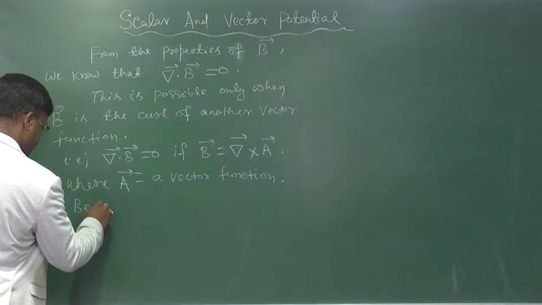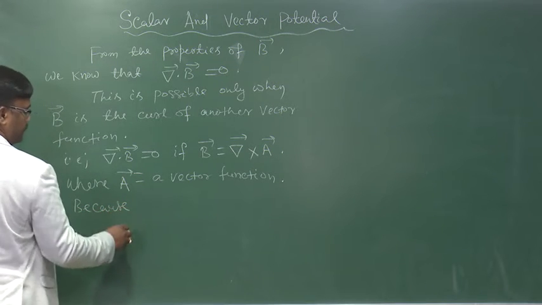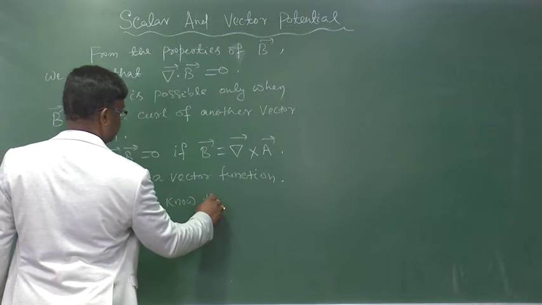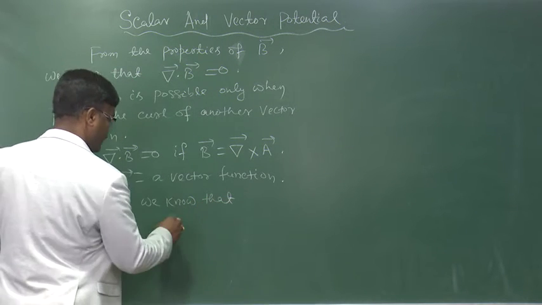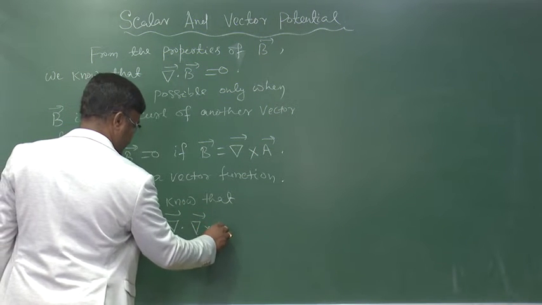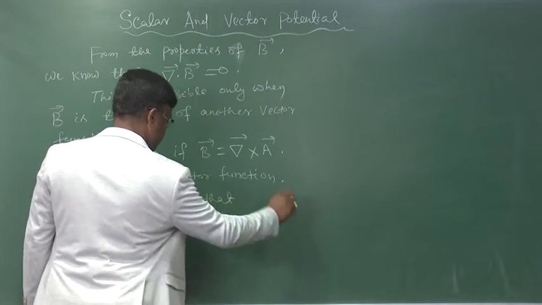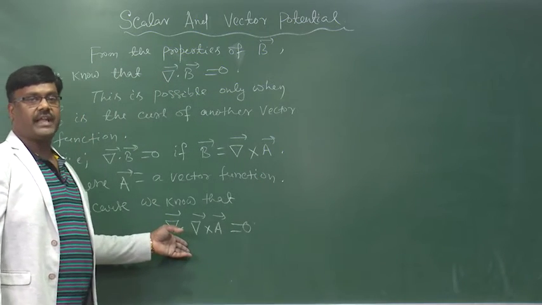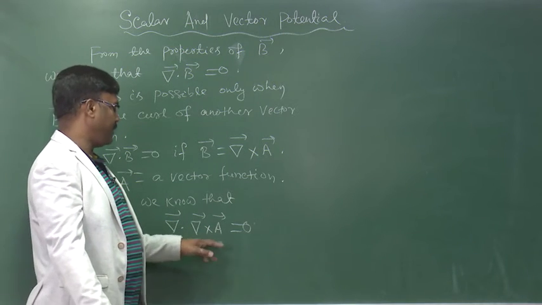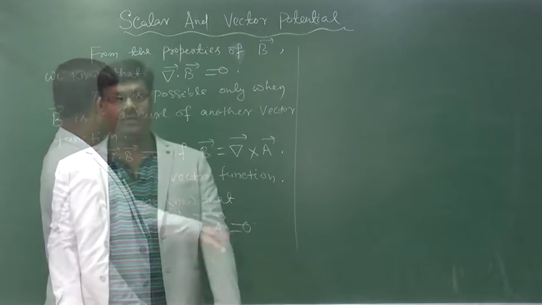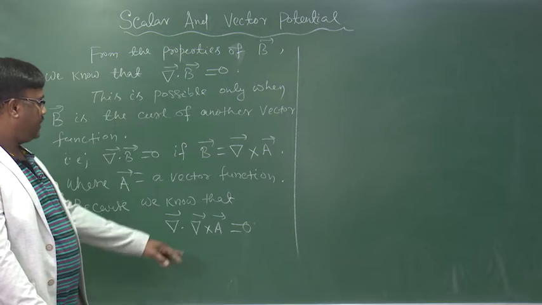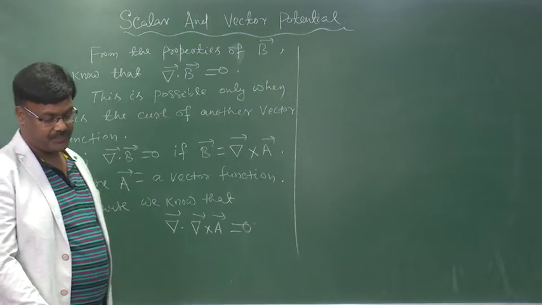Because we know that grad dot grad cross A equals 0. This is from a vector identity. We know that the divergence of the curl of a vector is 0. Here A is a space coordinate function and also depends on time.